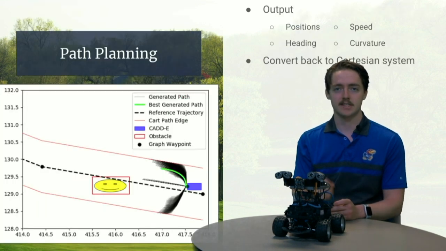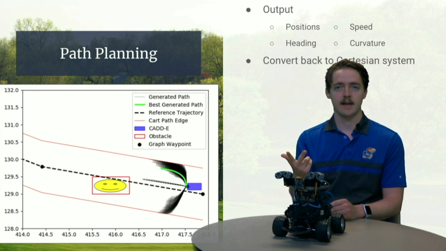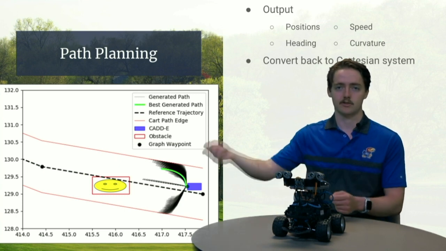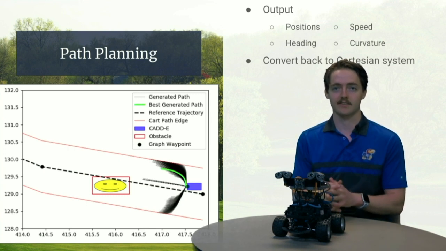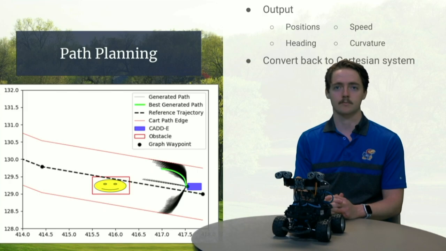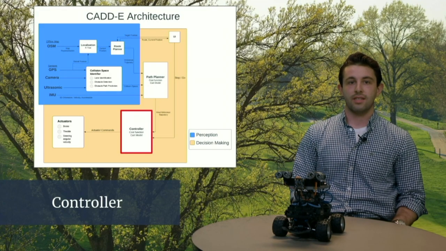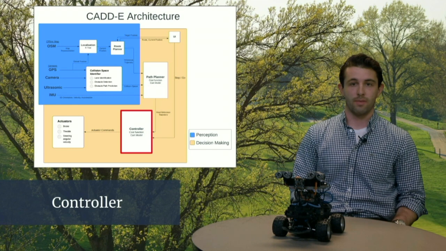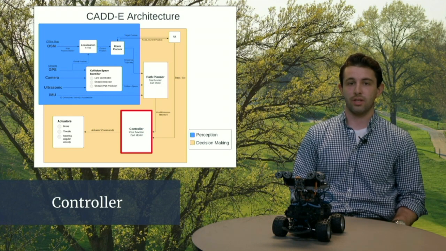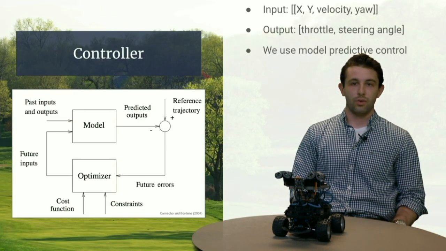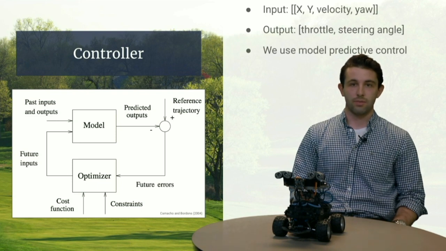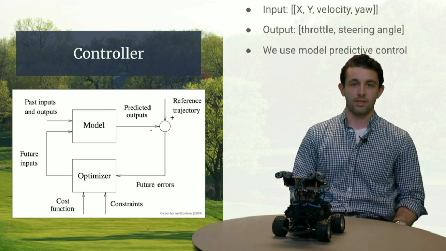The result is a much more detailed path, including information about the car's position, speed, heading, and curvature for the path's duration. We convert this path back into a Cartesian system, the nice XY axes, and we pass it along to the controller. The controller is the module which takes the planned path in the series of waypoints and transforms it into an actual command we can give the actuators of the car, specifically a pair of throttle and steering angle. Accordingly, the input to the controller is a two-dimensional array of x, y, velocities, and yaws for the car.